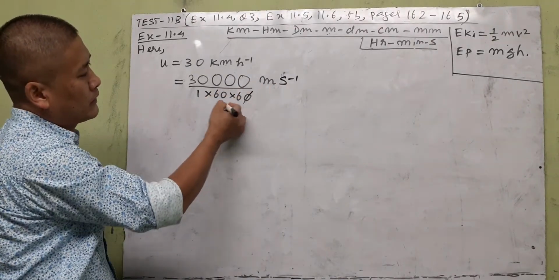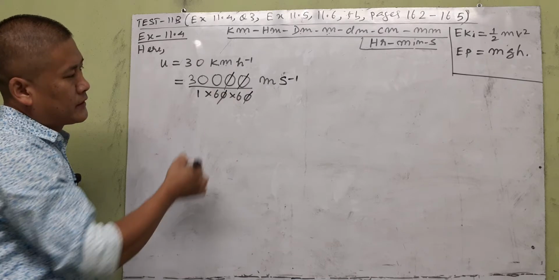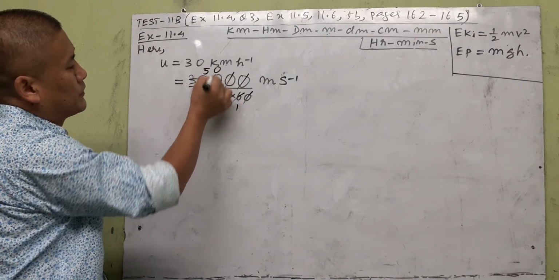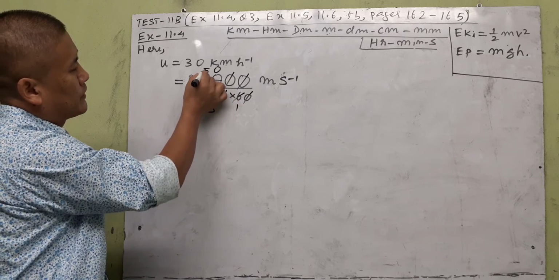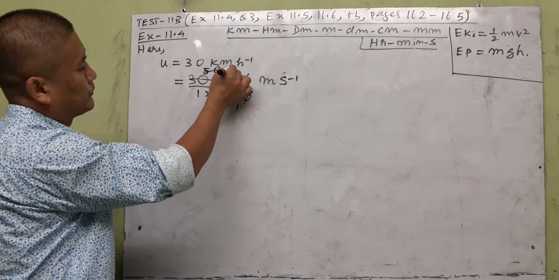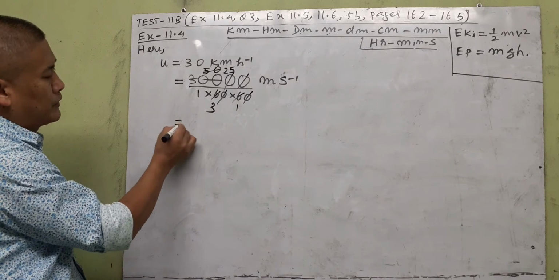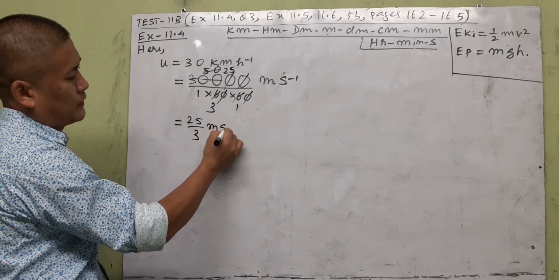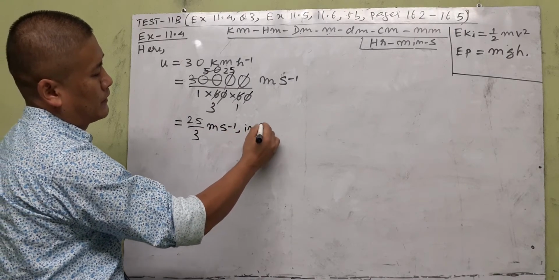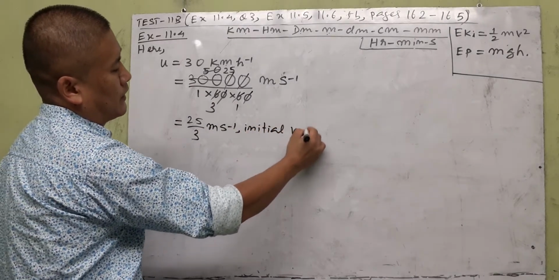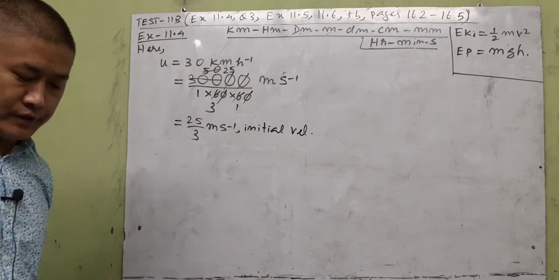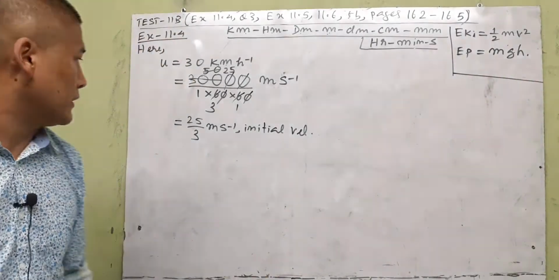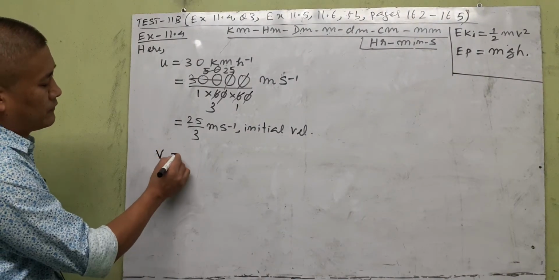Just go about it slowly. The 2 zeros can cancel, as we can see, and then 6 ones are 6, 5s are 30, 2 3s are 6, and here 2 2s are 4, 1 in hand, 5s are 10. So here 25 by 3 meter per second. So this is the initial velocity of the car as it appeared in the question. The first one is the initial velocity. Increased to 60 means there's a final velocity. So final velocity is usually denoted by v.